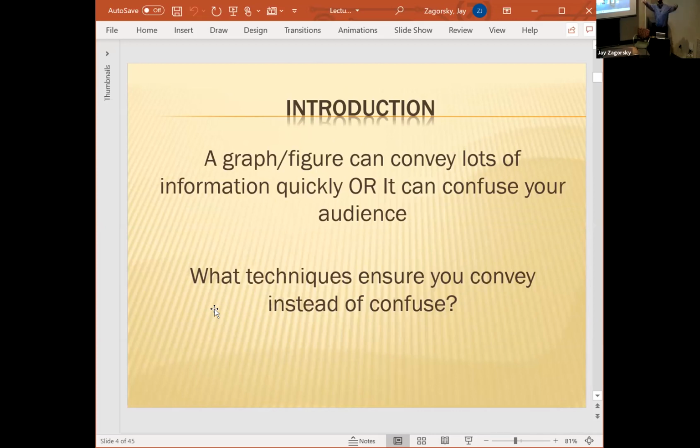So the question today, the big question is, what techniques can we use to ensure we convey information instead of confusing your audience? What can we do to grab you and bring you in so that you're like, yes, I want to pay attention and listen to this person?